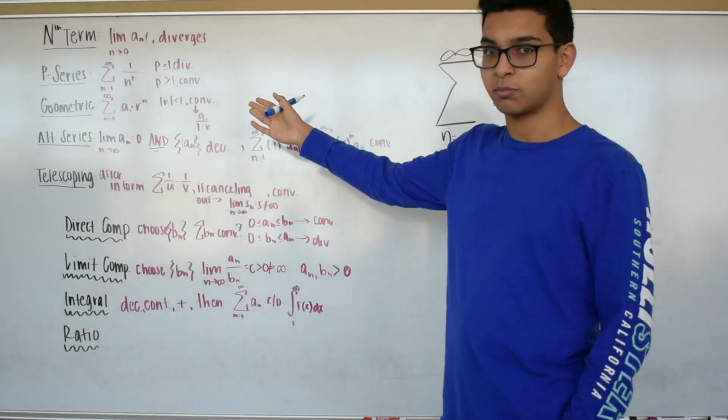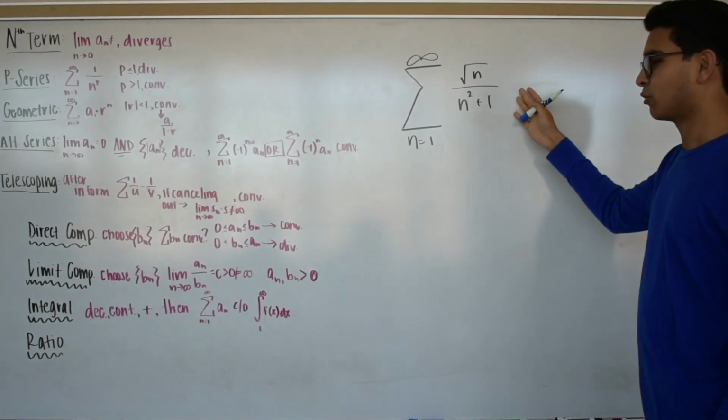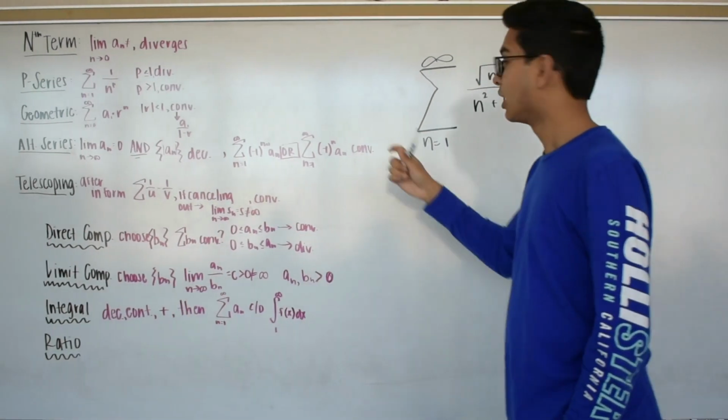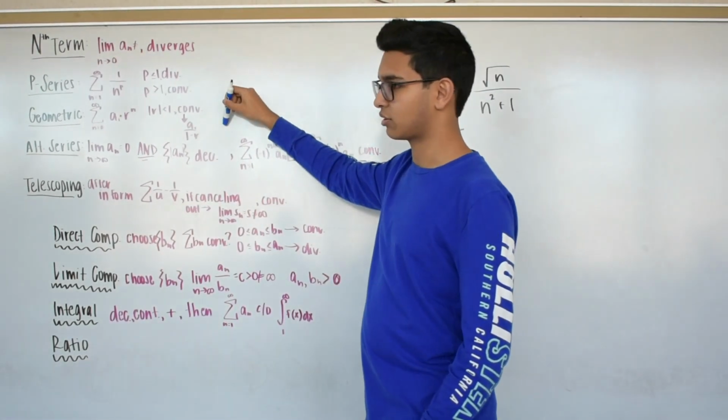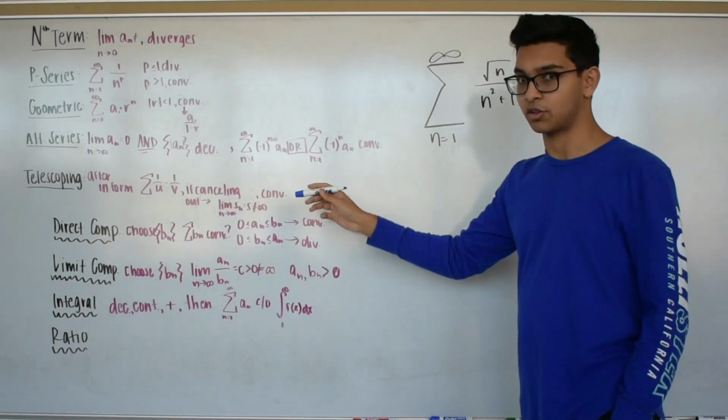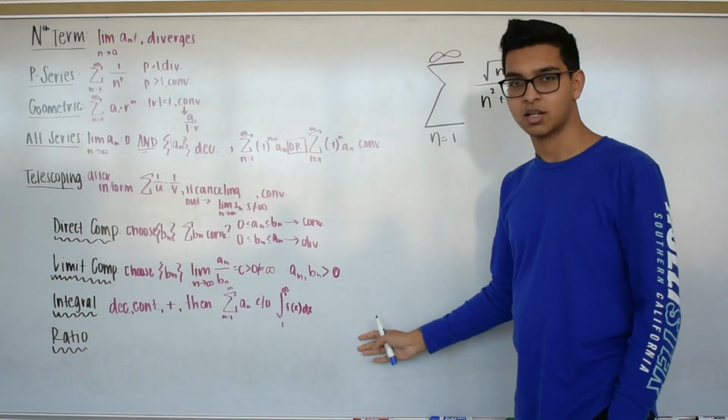First, we apply the nth term test as always. Using the nth term test, we get that this series will go to 0, so it's inconclusive. It doesn't fit into the p series or geometric series forms easily, and it's not alternating, and it's not telescoping. So we must go to these tests.